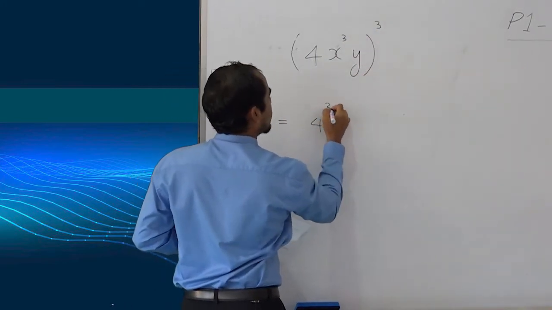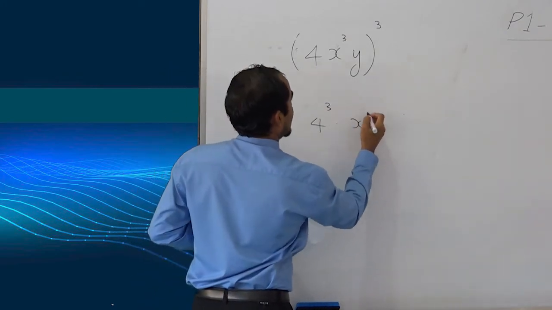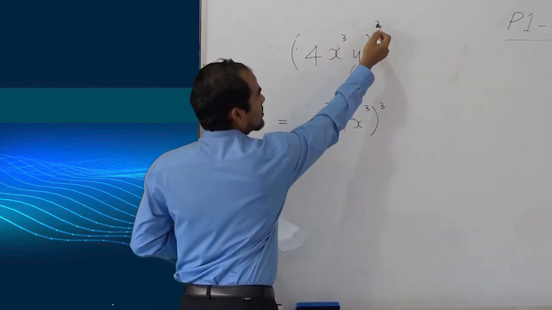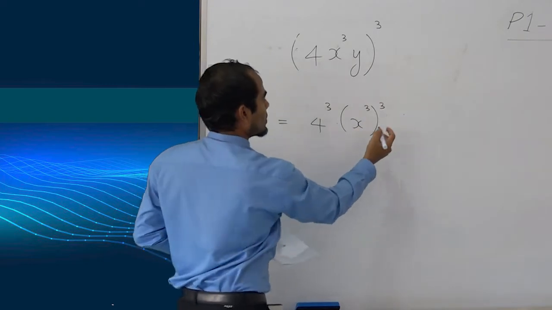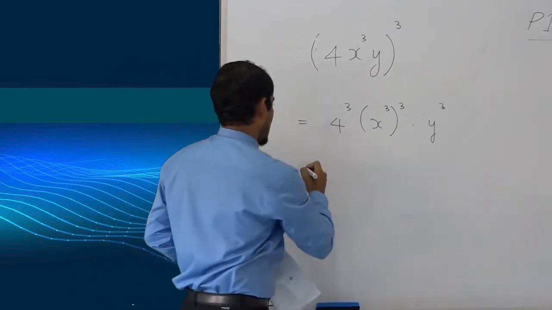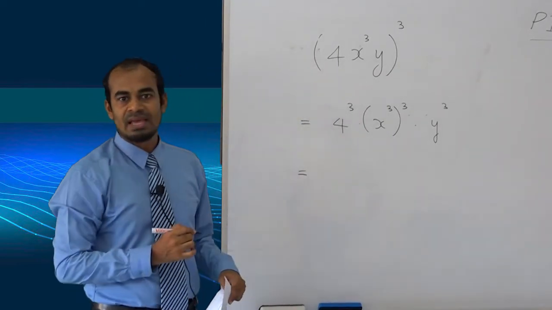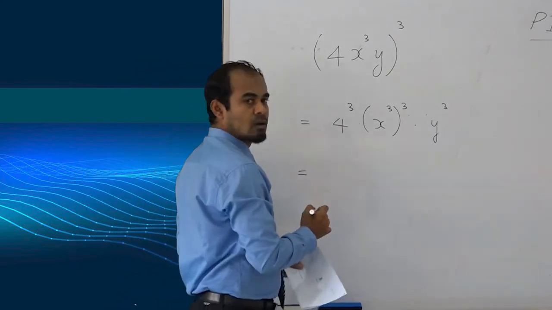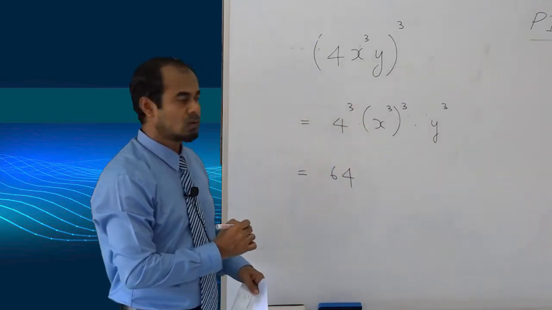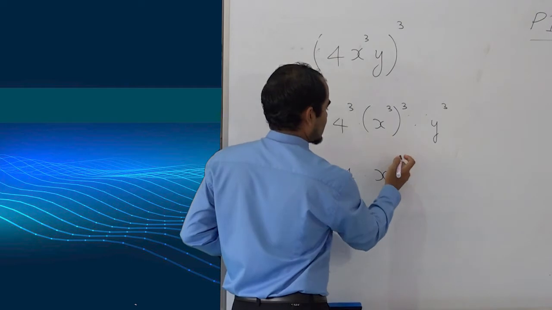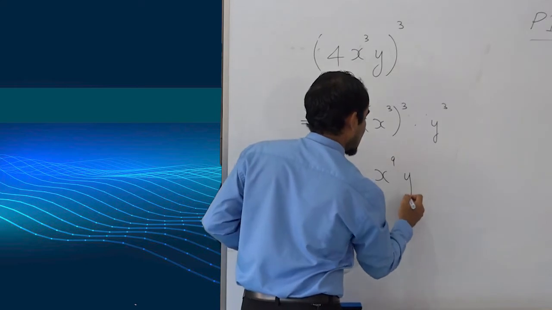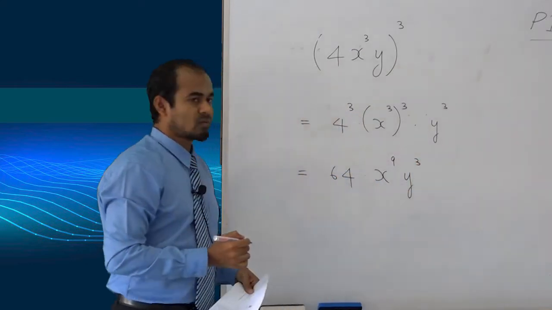We get 4 cubed times x cubed raised to the power 3. Remember, we have a cube here, so raised to the power cube, we will get another cube here, times y cubed. So 4 cubed, you can multiply that, and we get 64 times x to the power 9. That is 3 times 3 is x to the power 9, times y cubed. So that will be the final expression.